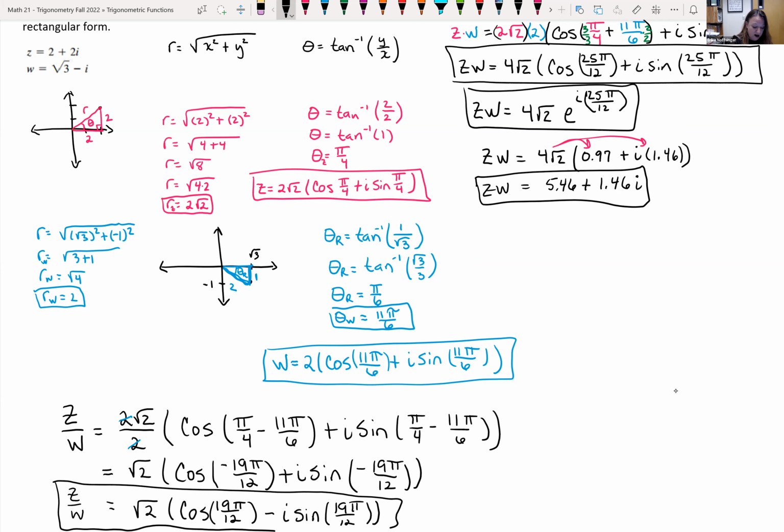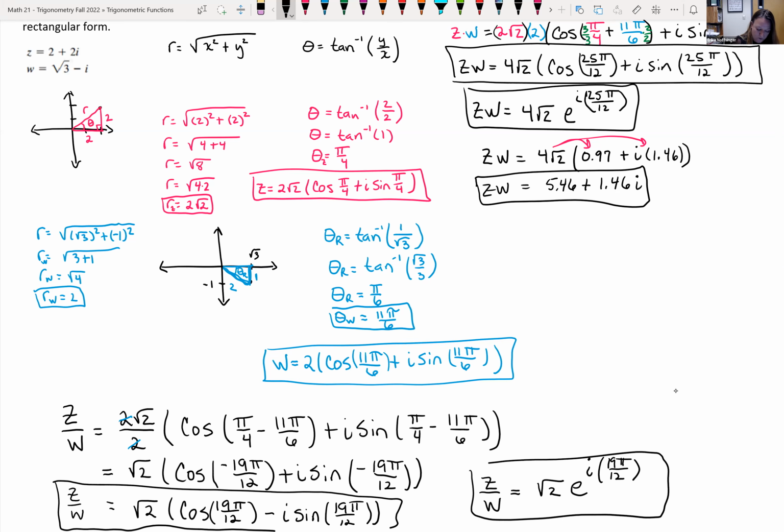And so our exponential form is going to be root 2 e to the I theta. And theta we saw was 19 pi over 12. So let's look at a couple more rules and a couple more examples.